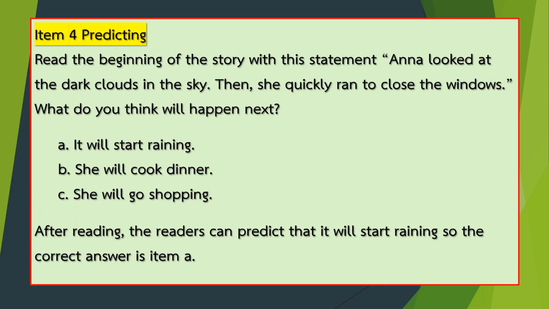Item 4. Predicting. Read the beginning of the story with this statement. Anna looked at the dark clouds in the sky. Then, she quickly ran to close the windows. What do you think will happen next? A. It will start raining. B. She will cook dinner. C. She will go shopping. After reading, the readers can predict that it will start raining, so the correct answer is item A.